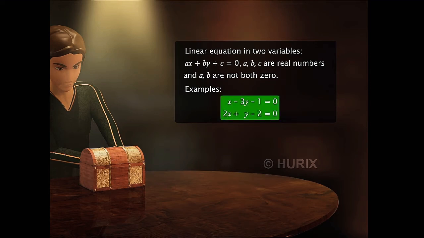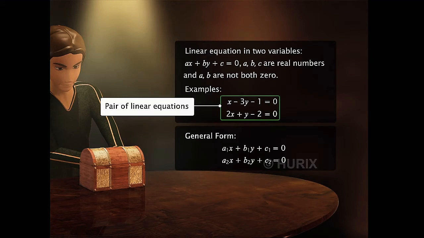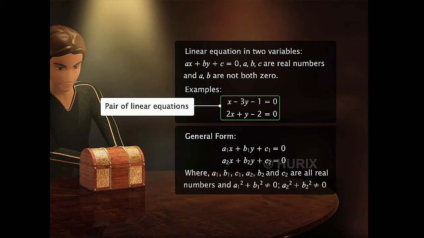When we have two linear equations with the same variables x and y, we call them a pair of linear equations in two variables. The general form of linear equations in two variables is a1x plus b1y plus c1 equals 0 and a2x plus b2y plus c2 equals 0. In these linear equations, the coefficients are real numbers and the values of a1 and b1 as well as the values of a2 and b2 cannot be equal to 0 simultaneously.